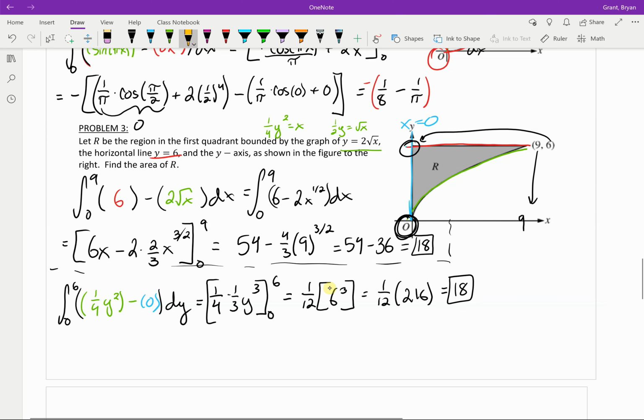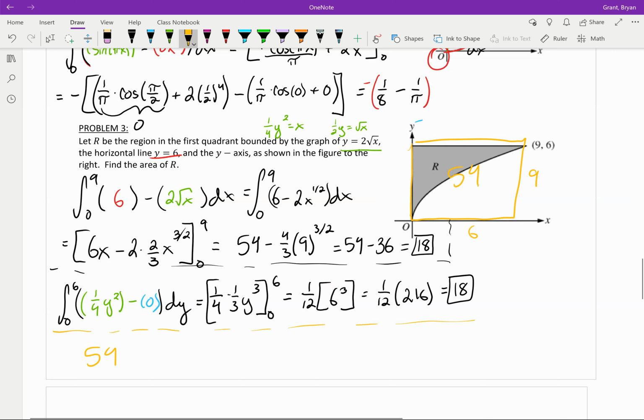I think so. A third way, what if we took this whole shape right here? That's an easy one. That's a rectangle, isn't it? It's a 6 by 9 rectangle. It has a total area of 54. So what if we took that 54 and then we just subtracted off this area right here?